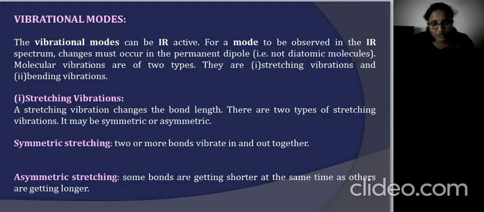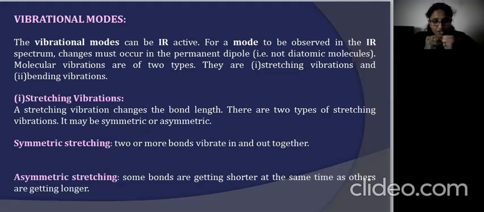Symmetric stretching means two or more bonds vibrate in and out together. Asymmetric stretching means some bonds are getting shorter at the same time as others are getting longer. If you have a simple diatomic molecule like HCl, then the only motion the atoms can do is to move back and forth. They can have what is called stretching of the bond, a lengthening and compressing. If two atoms are there, stretching and lengthening will be there.